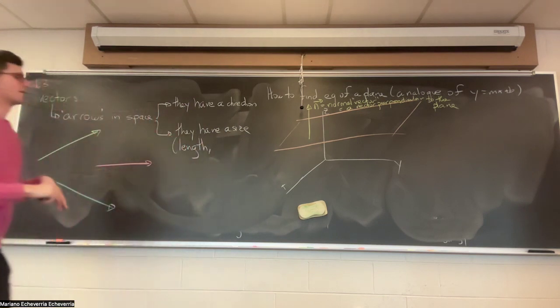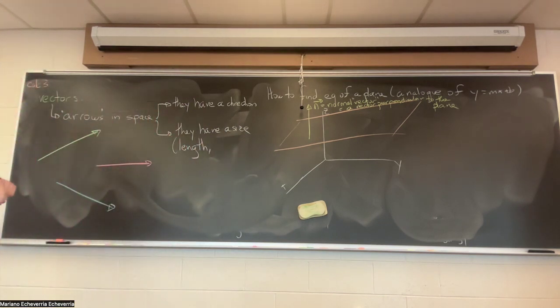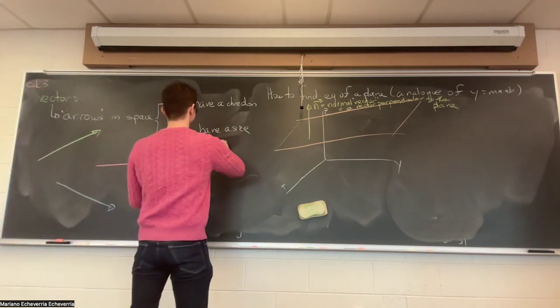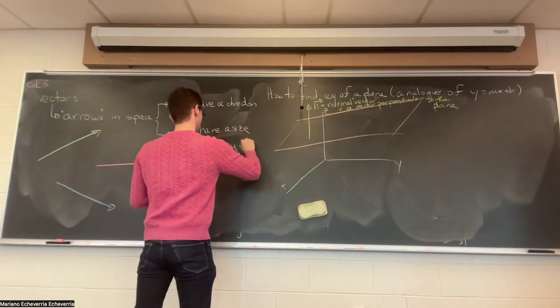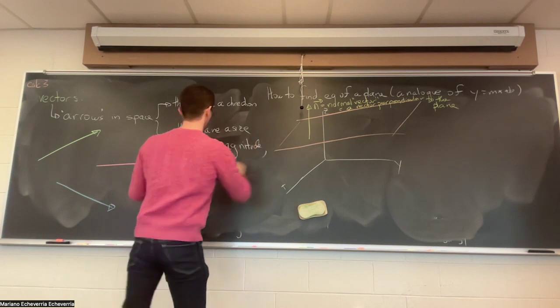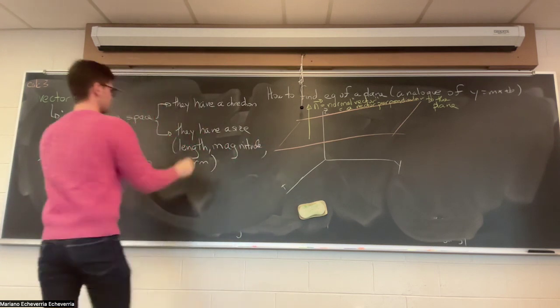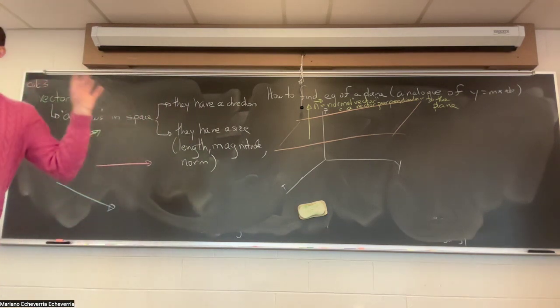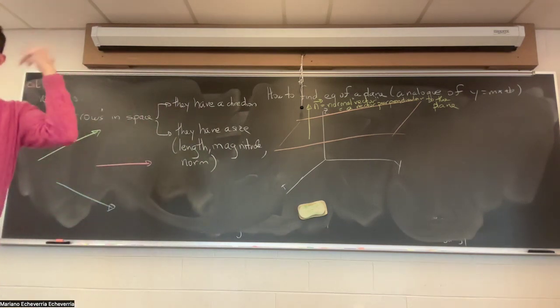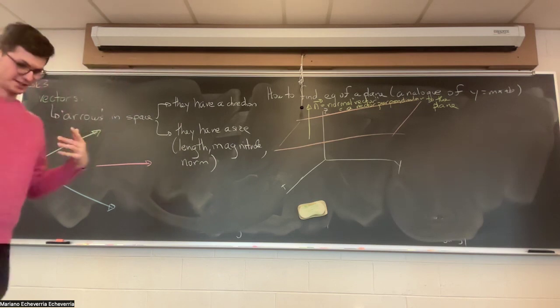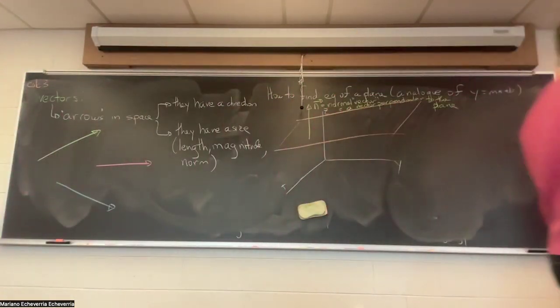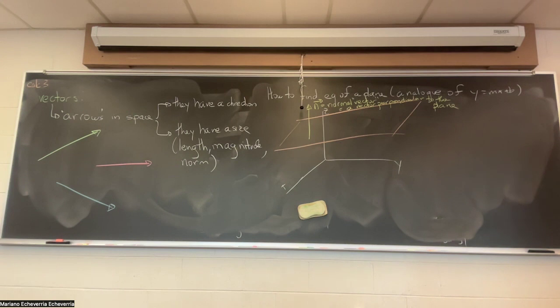There's a bunch of different names for this. It's also sometimes called magnitude. It's also called norm. Most of the time I'll try to use at least two or three of the names at the same time, so that the idea sticks that there's a bunch of different terminology for the same thing.